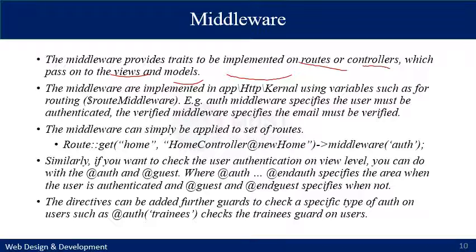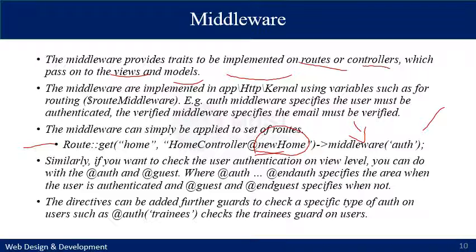Similarly, verify middleware specifies the email must be verified, and the user will only have access to the pages with an authenticated or verified email. The middleware can simply be applied to a set of routes. For example, if you look at this route, you can get a home route with a new home and only provide a middleware named authentication, so that whenever this route is accessed by any user, if that user is authenticated, the route will be processed. Otherwise, there will be an error message specifying that your route is not accessible to your current user.